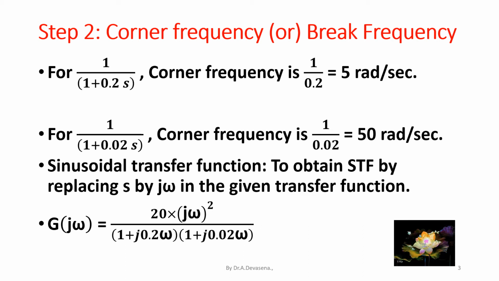Sinusoidal transfer function. To obtain the sinusoidal transfer function, replace s by j omega in the given transfer function, that is G(j omega) is equal to 20 into (j omega) square divided by (1 plus j 0.2 omega) into (1 plus j 0.02 omega). Here we have replaced the s term by j omega in G(j omega).